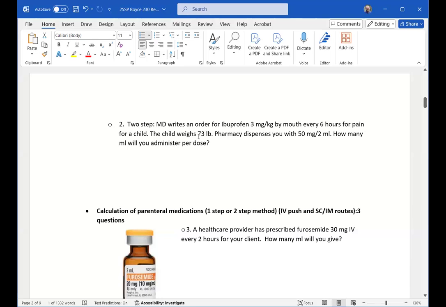You have to convert the patient's weight in pounds to kilograms, and then you have to multiply that kilogram body weight by the order, which is 3 milligrams per kilogram, in order to find out how many milligrams to administer. And then ultimately it wants you to calculate the milliliters. So what we're going to do is take the patient, okay, that weighs 73 pounds.